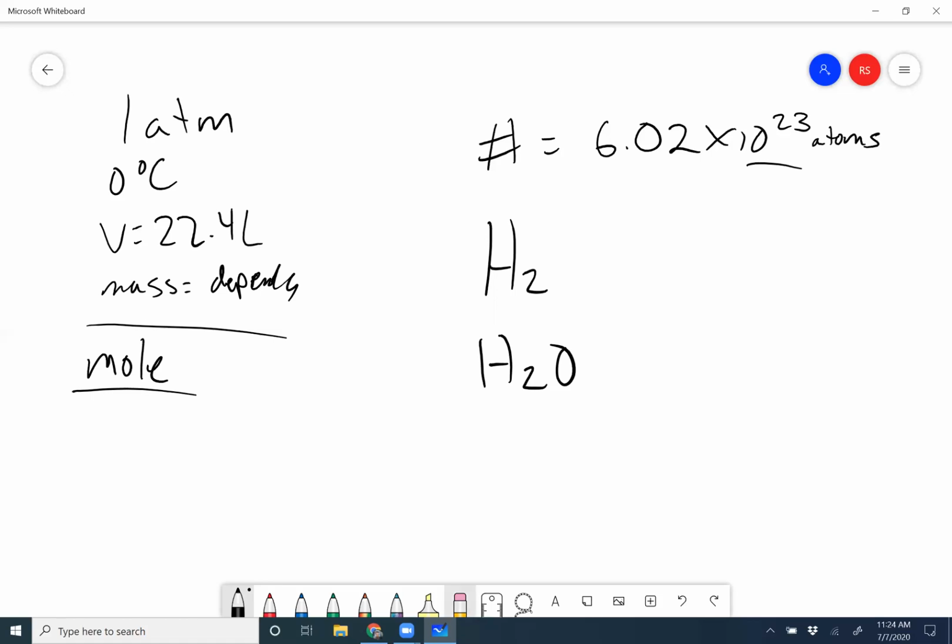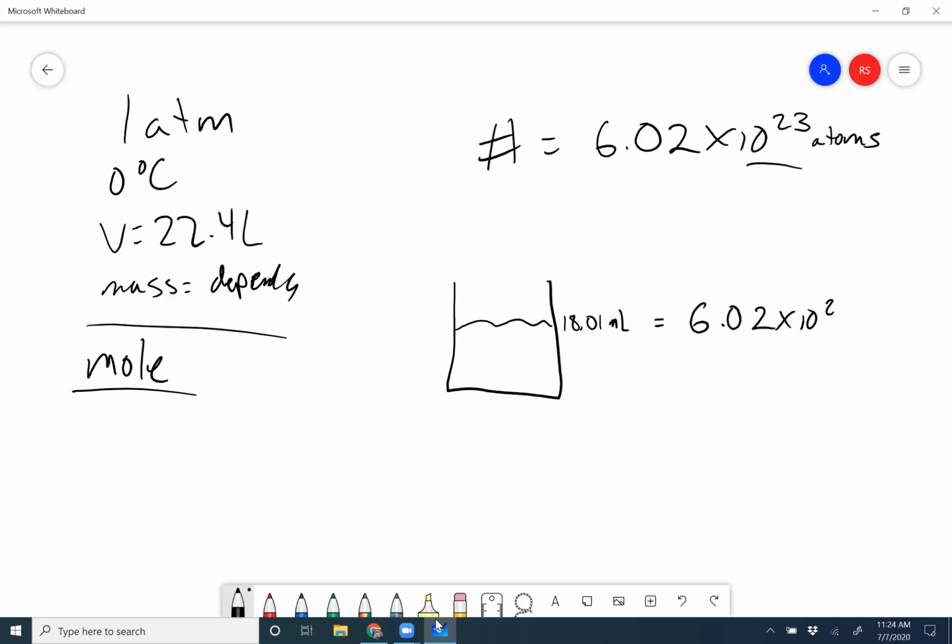So to give you perspective on 6.02 times 10 to the 23rd, if we have a graduated cylinder and fill it up to 18.01 milliliters, that is 6.02 times 10 to the 23rd water molecules inside of that tiny amount of water. It's an extremely small amount. If we were in class, I usually take the 18 mils and pour it on my shirt, and you'll notice my shirt gets dry within a few minutes.